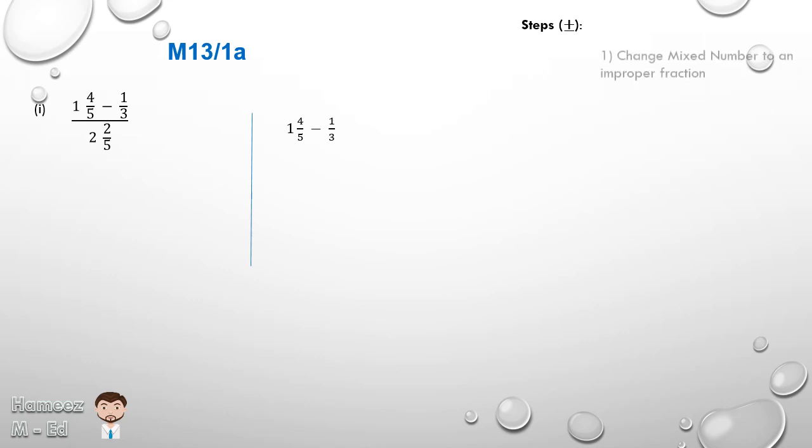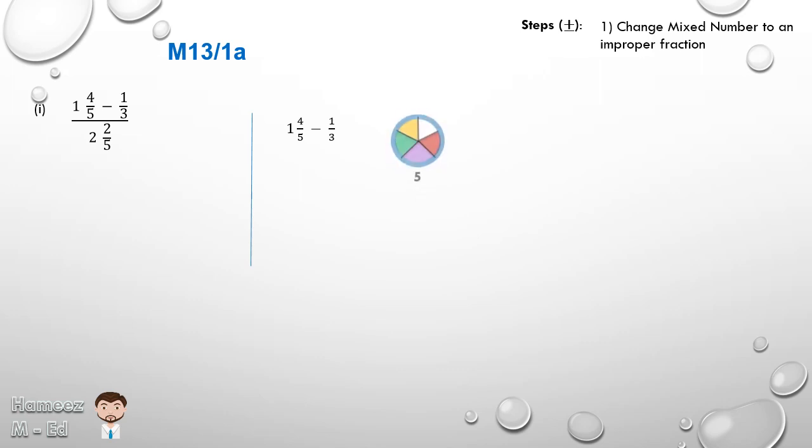So the first thing to do is change the mixed number into an improper fraction. So we're dealing with fifths. So 1 whole will give us 5 parts, and 4/5 gives us 4 more parts. 5 and 4 is 9 over 5. Minus 1/3 is already a proper fraction, so we don't have to do anything with it.